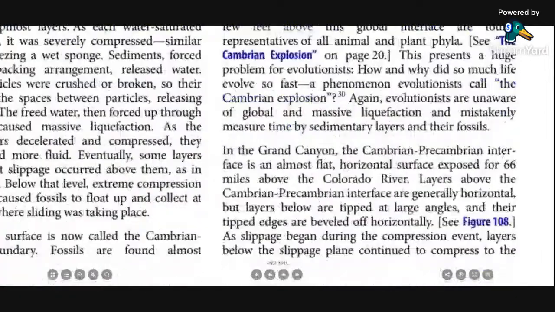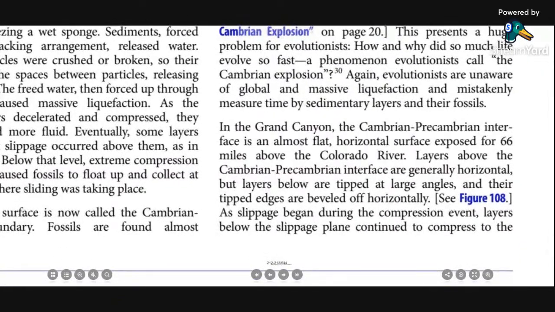This presents a huge problem for evolutionists. How and why did so much life evolve so fast? A phenomenon evolutionists call the Cambrian explosion. Again, evolutionists are unaware of global and massive liquefaction and mistakenly measure time by sedimentary layers and their fossils.